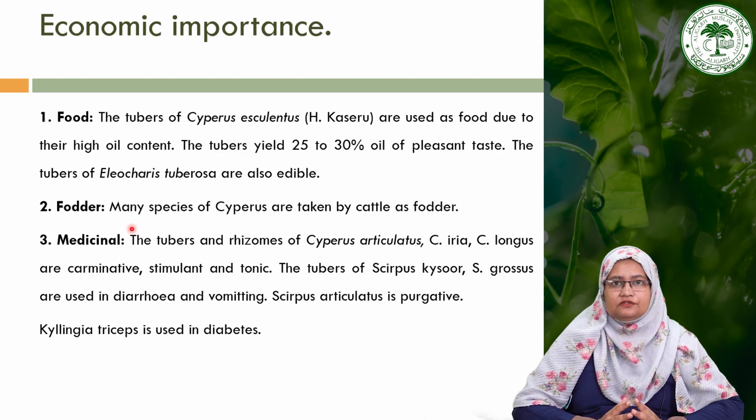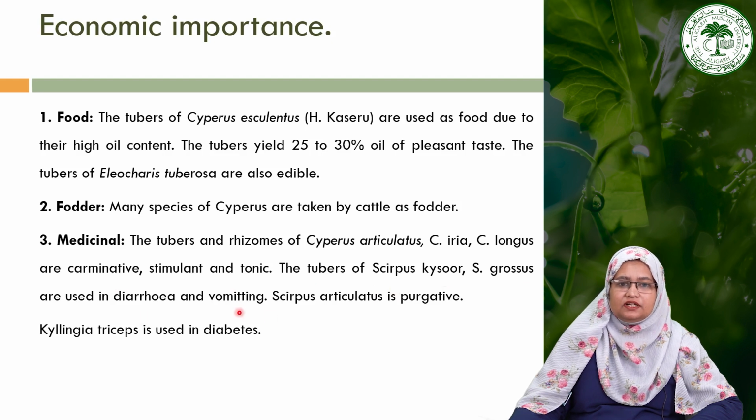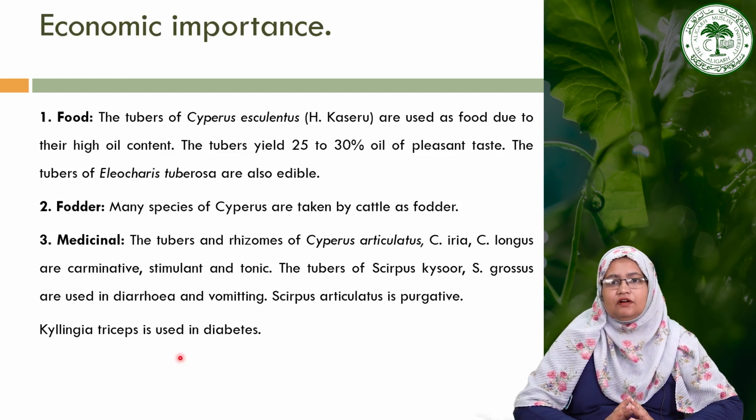Now moving towards the medicinal importance of the family Cyperaceae. The tubers or rhizomes of Cyperus articulatus and Cyperus aromaticus are carminative, stimulant and tonic. The tubers of Cyperus kyllingia and Cyperus grossus are used in diarrhea and vomiting, and Cyperus articulatus is purgative in nature, and Kyllinga triceps is used in diabetes. So this particular family also has many medicinal benefits.